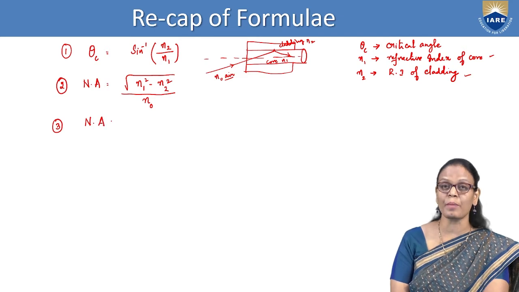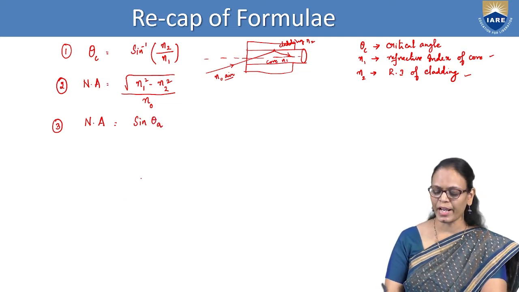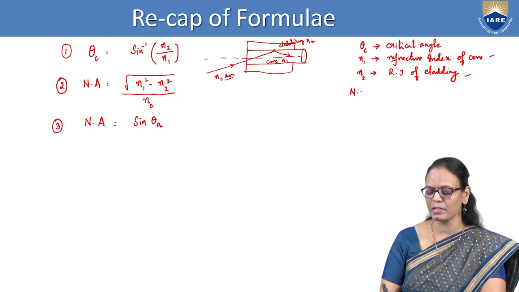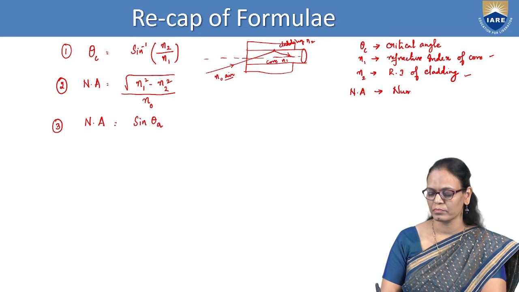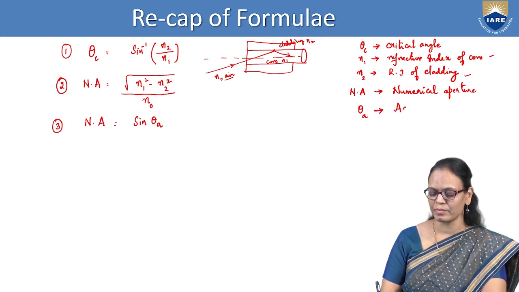We also have another formula if you know the acceptance angle. So numerical aperture is equal to sine theta A. Here NA represents the numerical aperture, and theta A represents the acceptance angle.